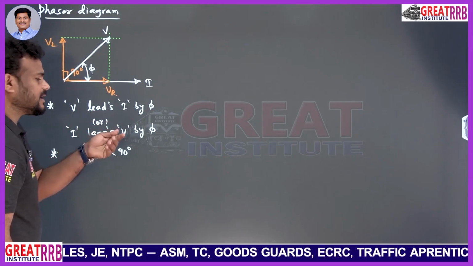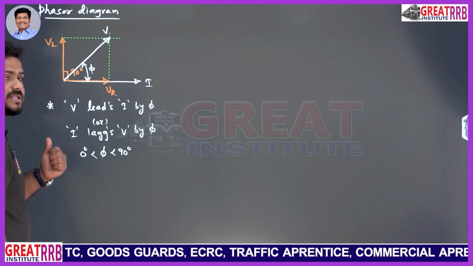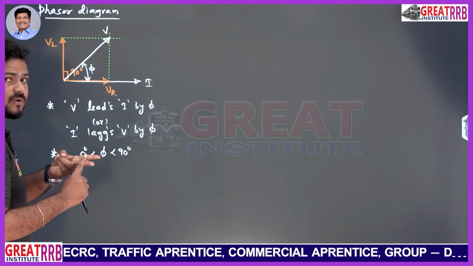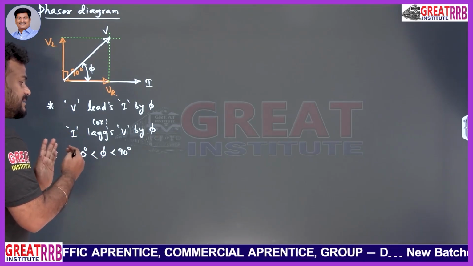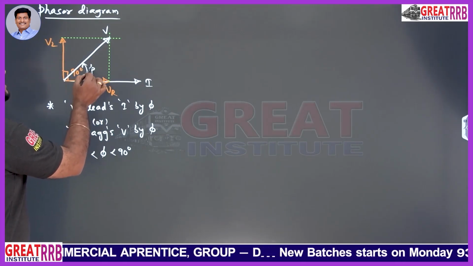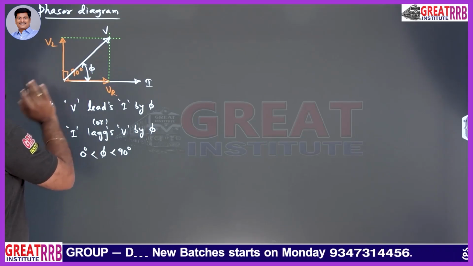When I say pure inductor, it is equal to 90 degrees. When I say pure resistor, it is equal to 0 degrees. But here I have taken resistor and inductor. So therefore, the phi must lie between 0 and 90 degrees. Okay. You can observe this phi. This phi is greater than 0 degrees, less than 90 degrees.